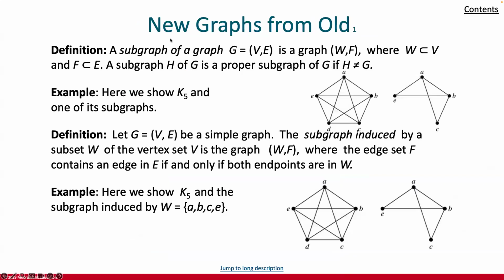And finally, we can be looking at how we can create new graphs from old. In terms of a definition, a subgraph of graph G equals (V, E) is a graph (W, F), where W is a subset of V and F is a subset of E. A subgraph H of G is a proper subgraph of G if H is unequal to G. You can see that literally you start snipping some of these things away, and you can get something that is just part of what we had previously.